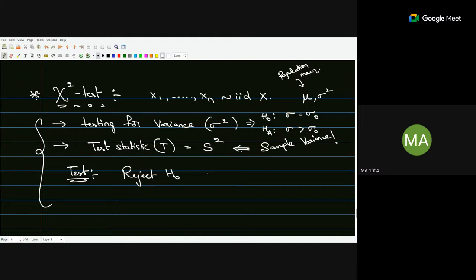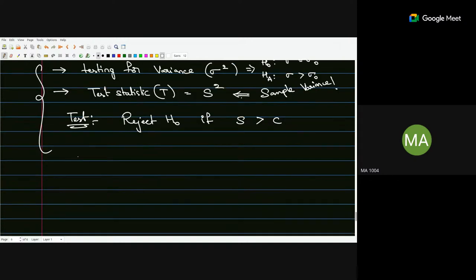Okay. So we have to define the test. We are going to reject H0 if S square is greater than C square, or simply you can do S greater than C also. Whichever you do, the right side is just a constant. So S greater than C. Now I have the test statistic and samples with me, and I'm ready to test. Right. Now, how do I compute alpha?